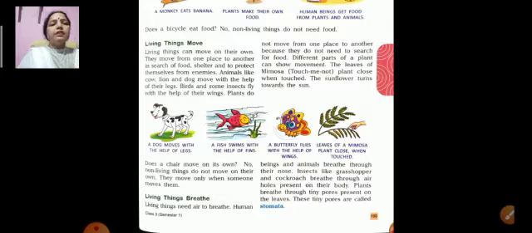Now, living things breathe, but non-living things do not breathe. Living things need air to breathe. Human beings and animals breathe through their nose. Insects like grasshopper and cockroach breathe through air holes present on their body. Plants breathe through tiny pores present on the leaves. These tiny pores are called stomata.